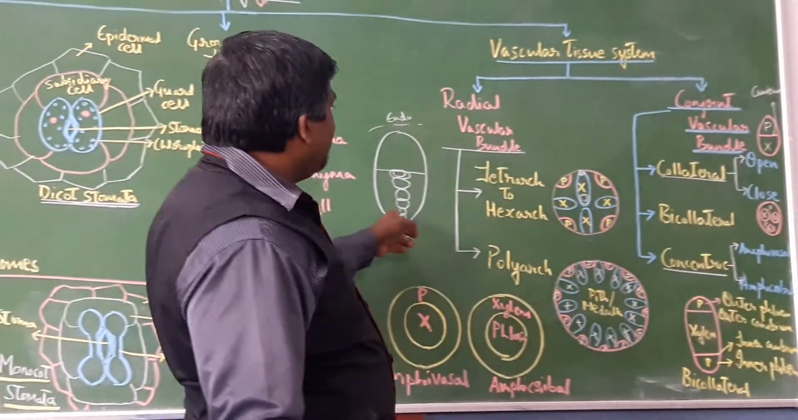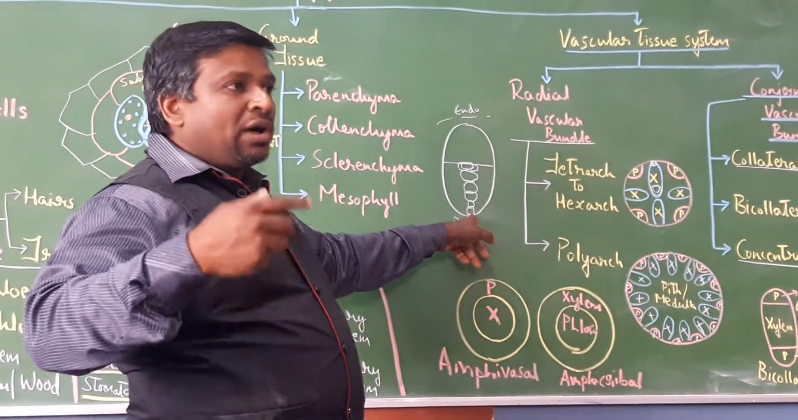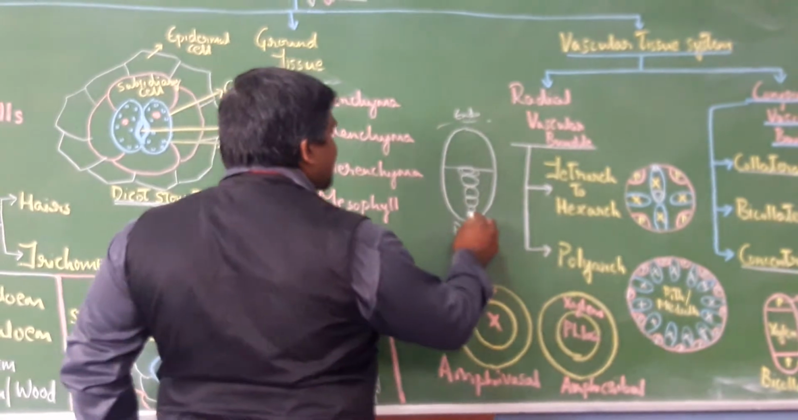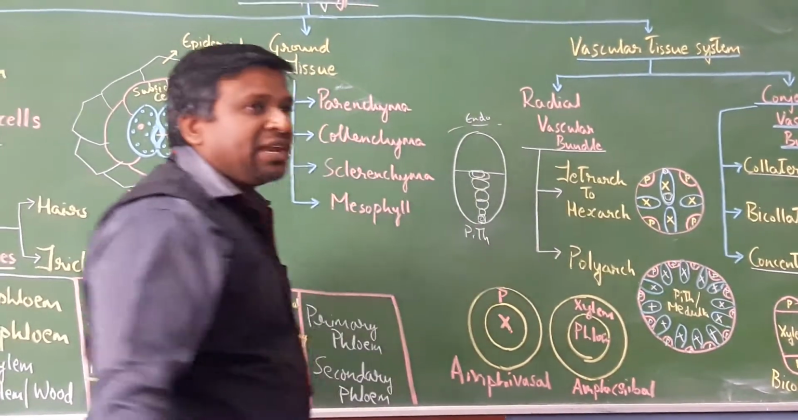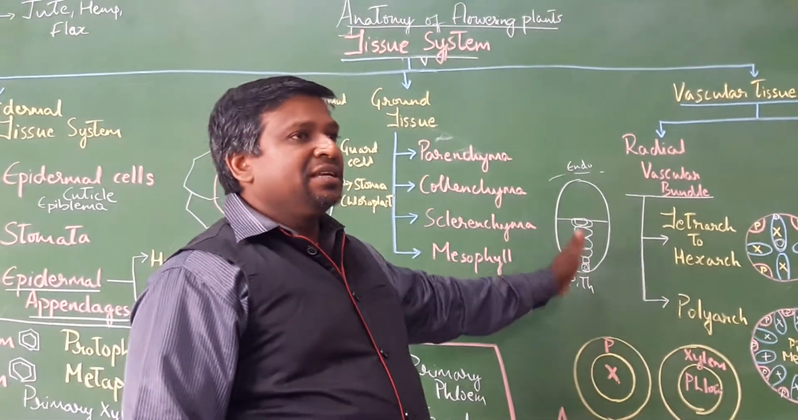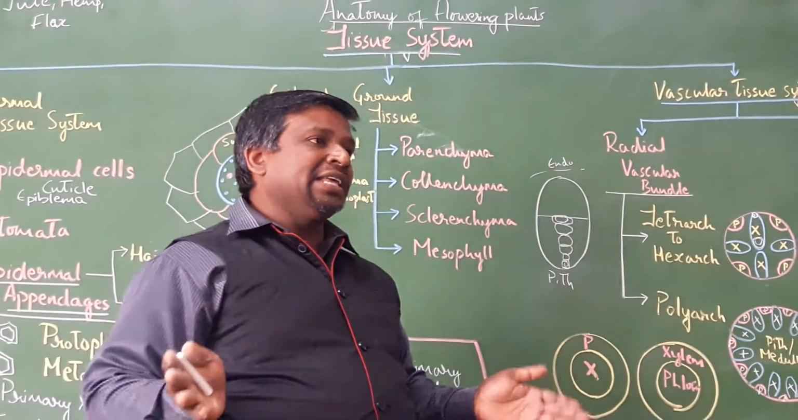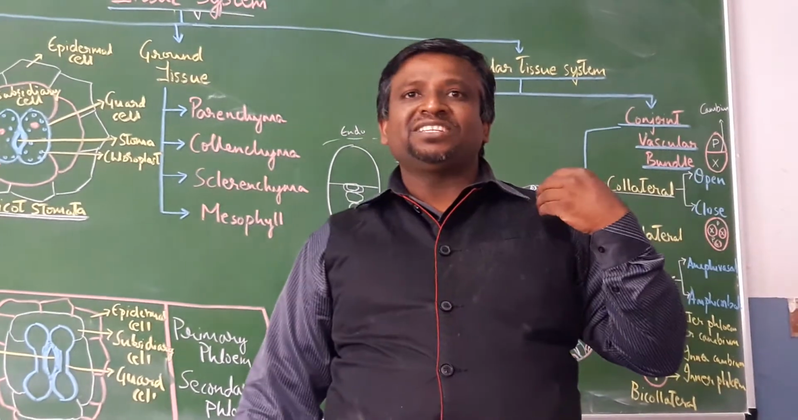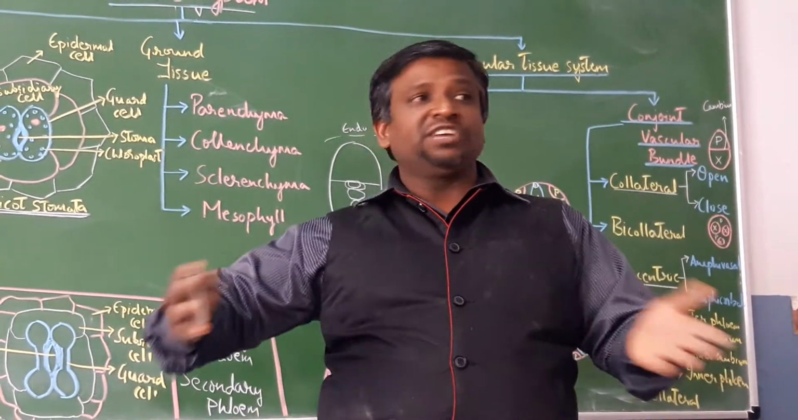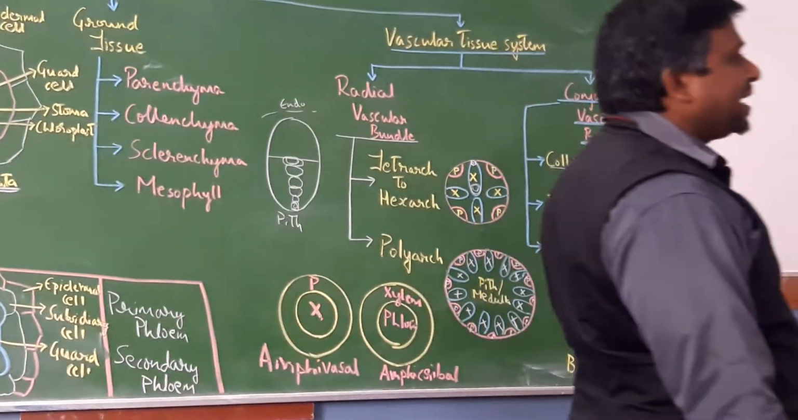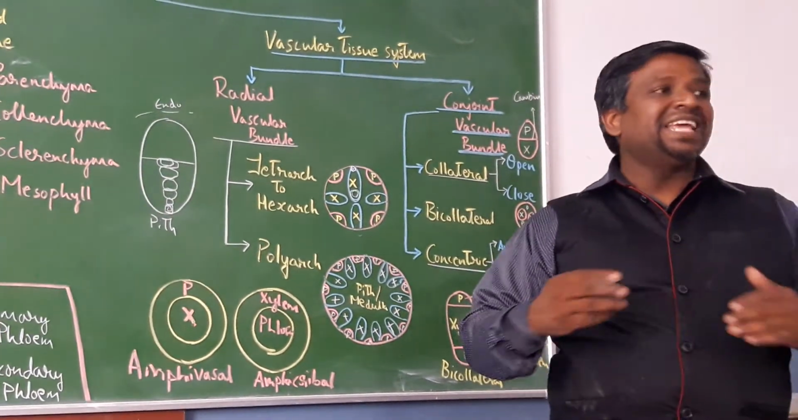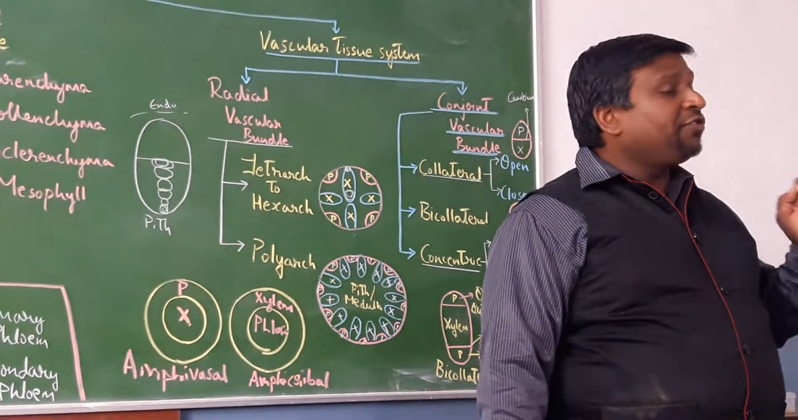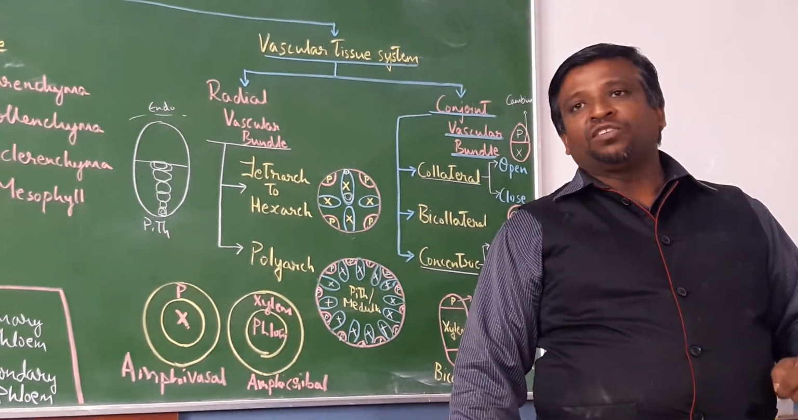Whereas in case of the stem or leaf, protoxylem is towards the pith and metaxylem is towards the periphery. So we call it the endarch condition. Exarch, endarch. One more distinguishing feature of exarch and endarch is that exarch is formed by centripetal development of xylem, and endarch is formed by centrifugal development of xylem.